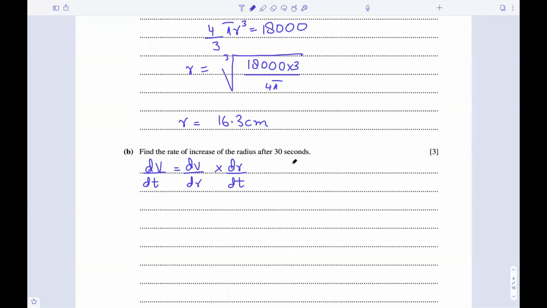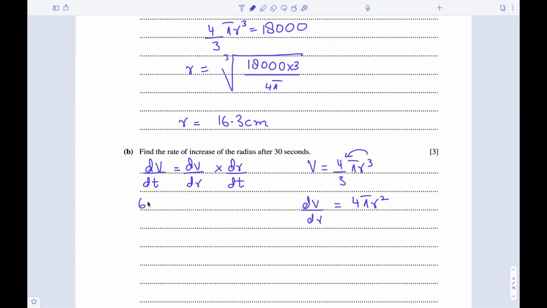so to find dV/dr, we know that V is equal to 4/3 pi r cubed. So dV/dr would become 12 upon 3. So 3 multiplied by 4 will become 12. 12 upon 3 will become 4. So 4 pi r squared. And we know that the value of r is 16.3.